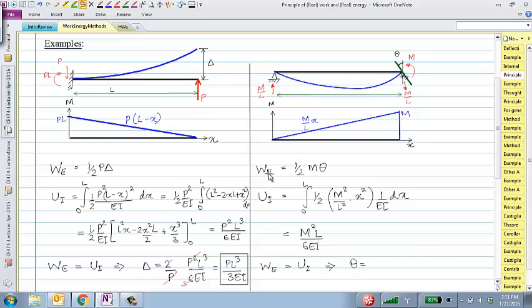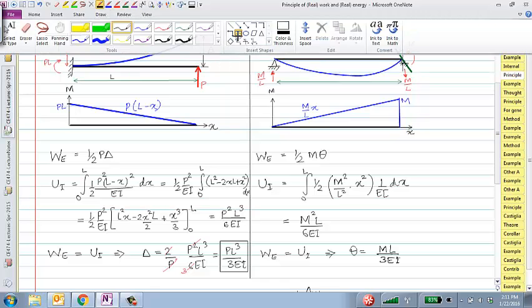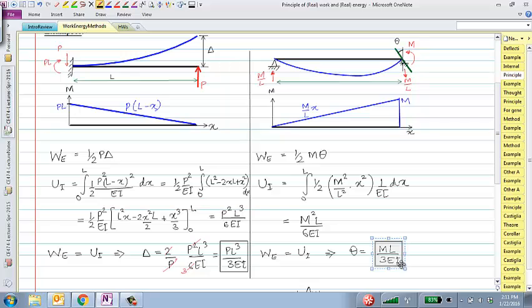Again, equate these two quantities, and that should give me theta equal to ml over 3 EI. Which is also something that we did with the moment curvature method. Miles? If you have a more complicated moment diagram, you just take the sum of different integrals.